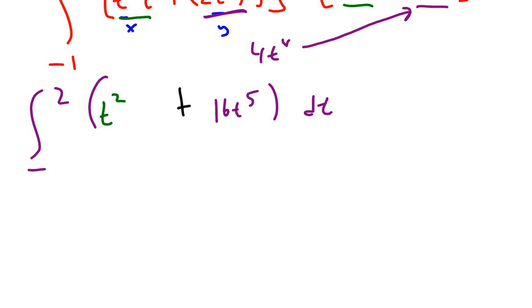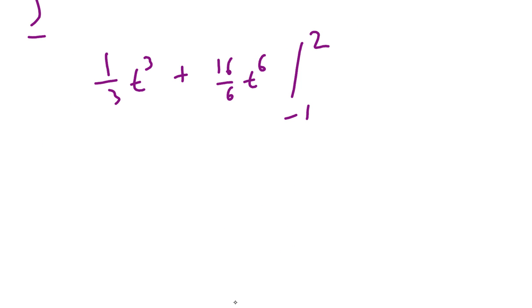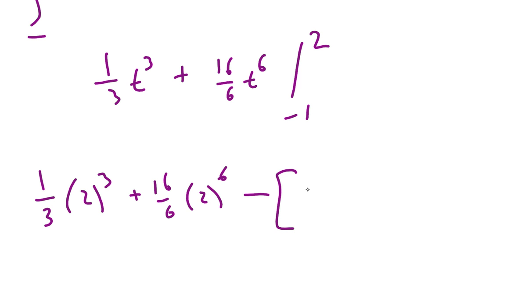We do our antiderivatives here. What do we get? We get 1/3 t to the 3rd plus 16 over 6 t to the 6th, evaluated from -1 to 2. So we're going to plug that 2 in first: 1/3 times 2 cubed plus 16 sixths times 2 to the 6th, minus whatever we get when we plug in -1.